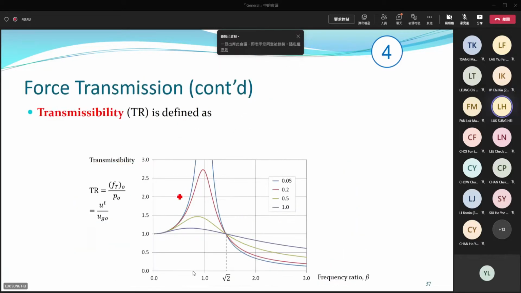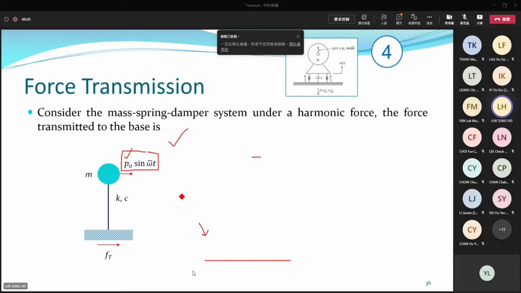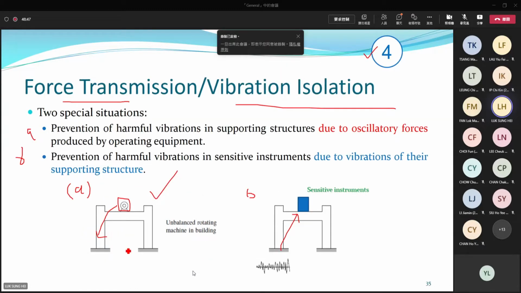So for force transmission, the first type of problems, we know how to evaluate the force transmitted at the ground level using transmissibility. Although it's not complicated, the equation just involves two parameters, beta and damping ratio. You may use it directly. Then what about the second problem? The second problem, vibration isolation due to ground movement. This one, the derivation is slightly complicated.